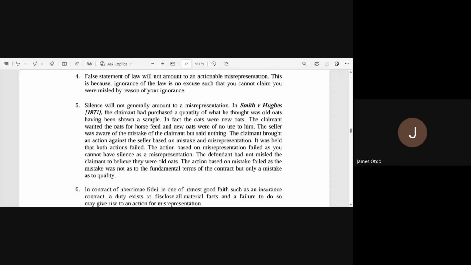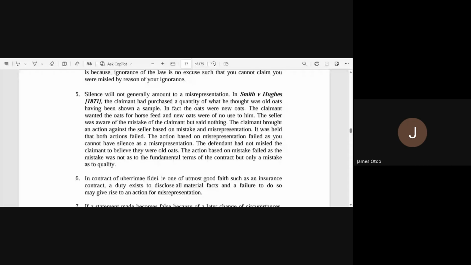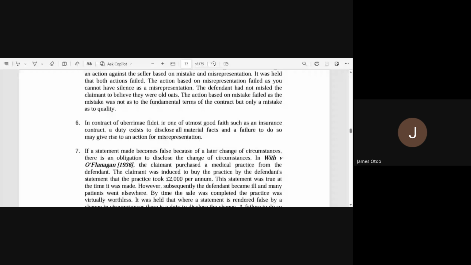In contrast, contracts uberrimae fidei, those of utmost good faith, such as insurance contracts, are different. When insurance people come to you and ask you questions, such as whether you fall sick, or to provide information about yourself, how old you are, you cannot hide some of them. There is an obligation to disclose that change.